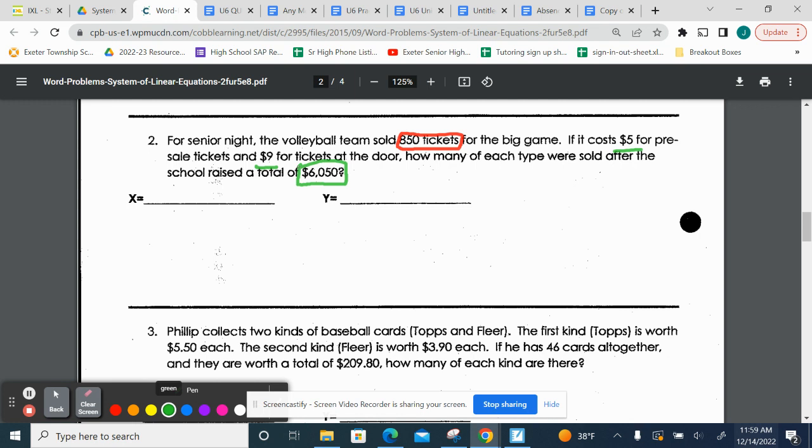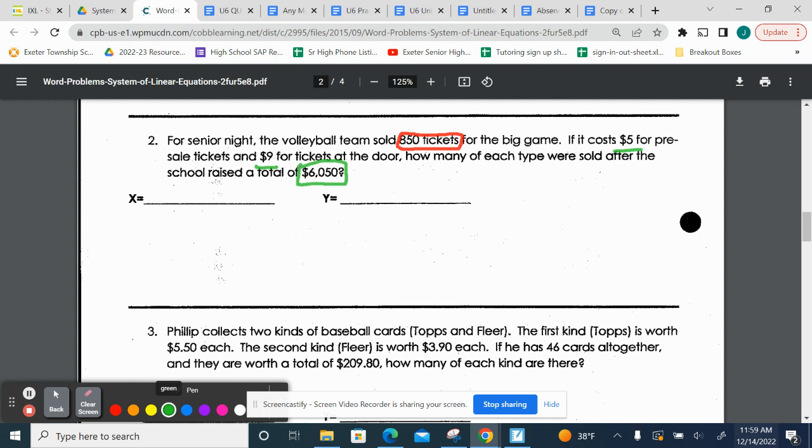Now that 6,050 is also a total, so I'm going to box the totals. And the reason I do that is if I'm going to create an equation and both sides are equal, the total is going to be one side of the equation, right? And then the question is, what is that made up of on the other side? Okay, so let's define our variables first.